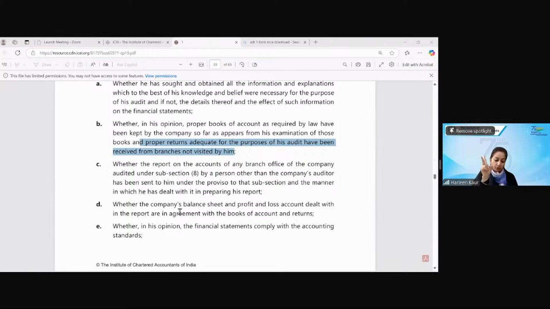Okay, so proper books of accounts has 2 headings: one, those kept at the registered office, which have been checked, and proper adequate returns have been received. Periodical returns have been received from the branches also, which were not visited, so that you are sure that accounts maintained here and in the branches have been properly audited.